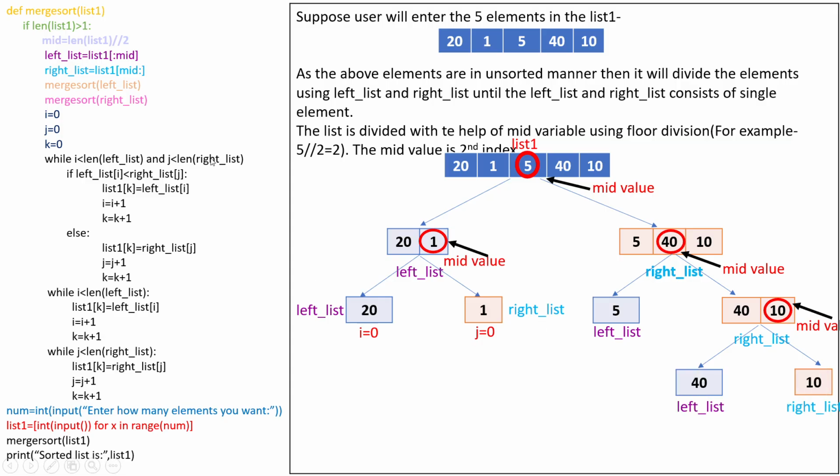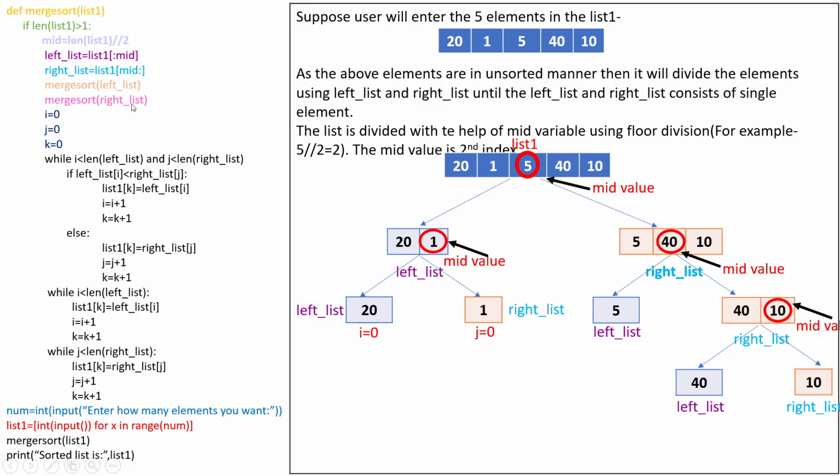Same way. Now again it will come to this line, merge sort left list. Merge sort left list will call the function. Now which left list? This left list. If the length of merge sort left list is greater than 1, is it greater than 1? No. Why? Because the length of the left list is 1, and 1 greater than 1 is false. It will stop this line and go to the next line.